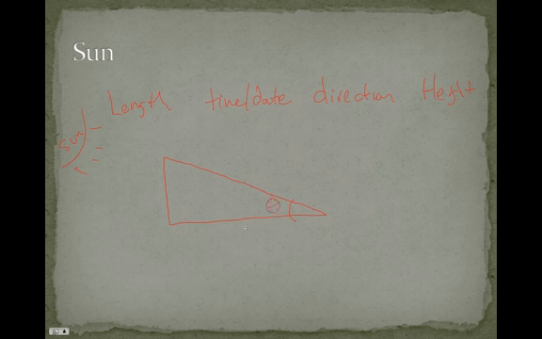Now, length we'll call L, height we'll call H. So this is the length of my shadow, this is the height of whoever's casting the shadow. I have a nice little right triangle here. So I can calculate this very simply. The tangent of that angle equals the height of my object divided by the length of the shadow. Now to figure out what my angle is, I actually am just going to take the inverse tangent of the height divided by the length.